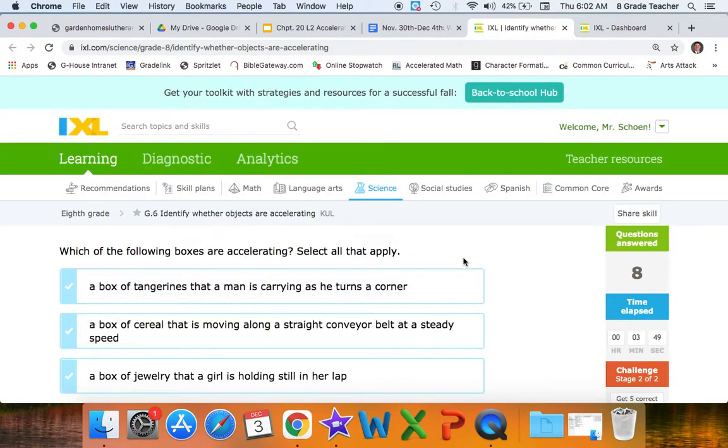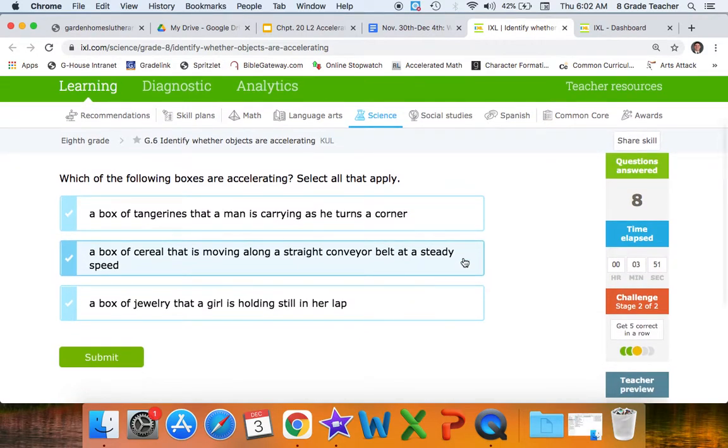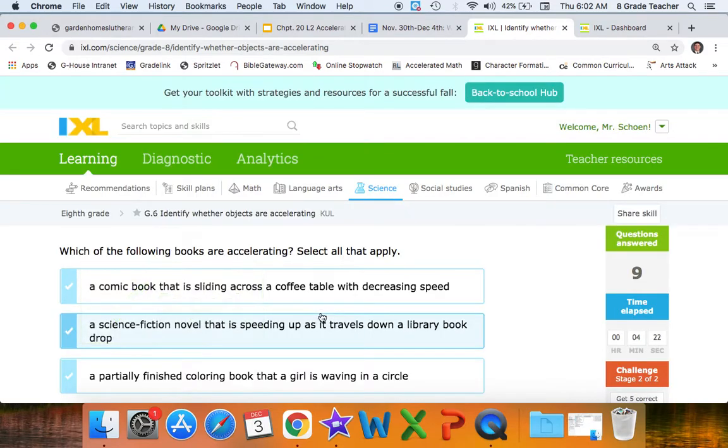Which of the following boxes are accelerating? A box of tangerines that a man is carrying as he turns a corner. He's turning a corner, therefore he's changing direction. A box of cereal that is moving along a straight conveyor belt at a steady speed. We just had that one in the last example, but it's a different description here, so it's still not acceleration. A box of jewelry that a girl is holding still in her lap. If she's holding it still, is it speeding up, slowing down, or changing direction? Box of cereal is moving straight on a conveyor belt at constant speed, so both of those are not acceleration.